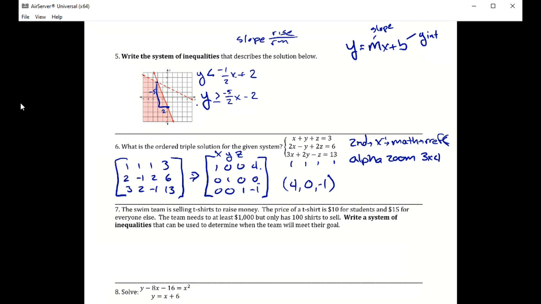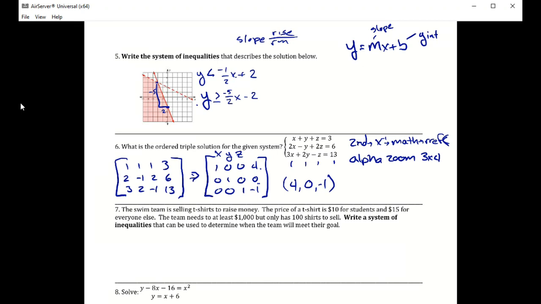And if you really couldn't figure that out, you could test each one of the answers. Plug in the ordered triples into the system of equations and make sure it works. Find the solution that works in all three. But really, this is the easier way.